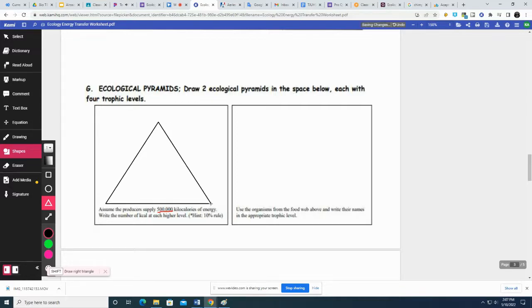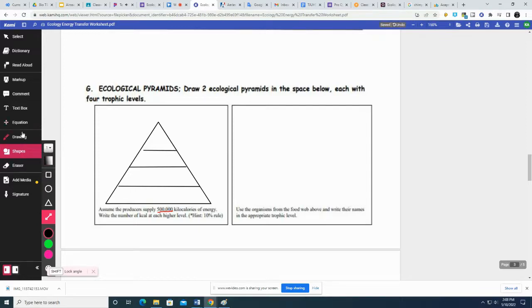All right, so we got our triangle here. 4 trophic levels. So I'm going to make 4 lines in it. Boom. There's the producers at the bottom. That's 1 trophic level. 2. All right, so it's the 2nd trophic level. And the 3rd and the 4th. And the line's not all the way there, but who cares?